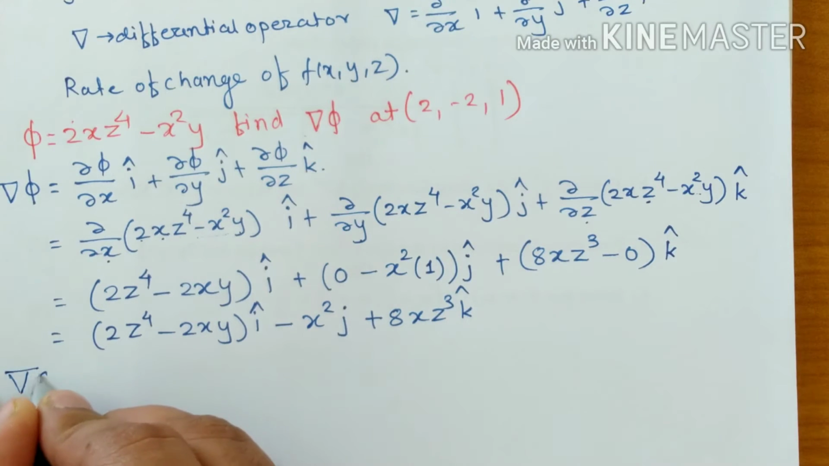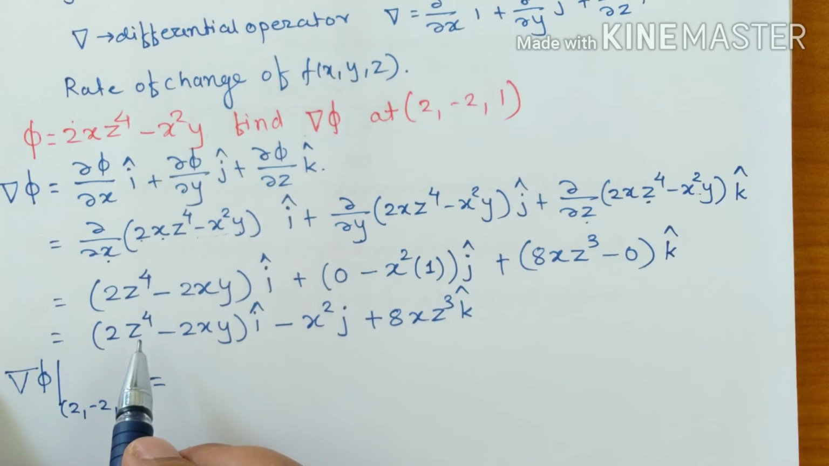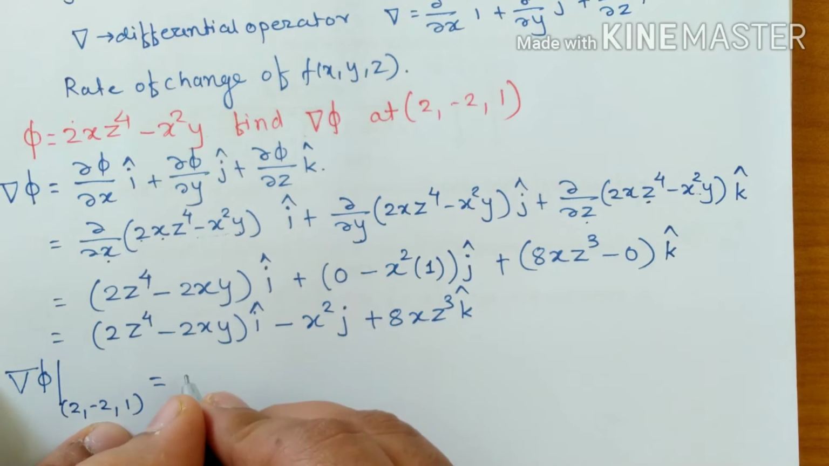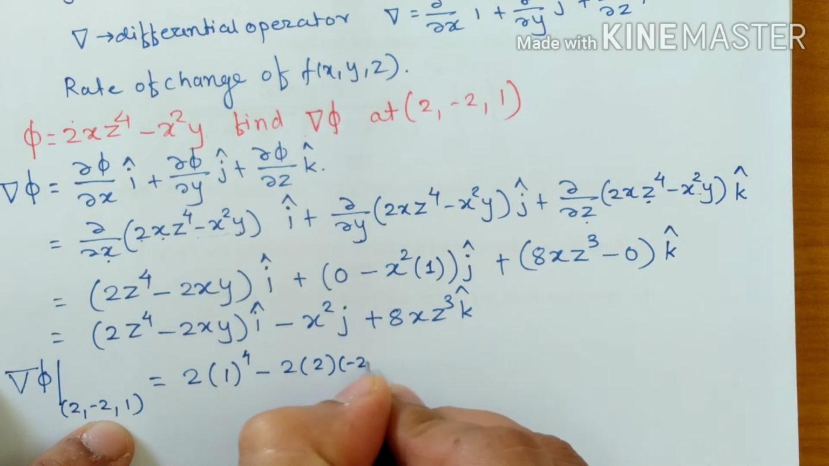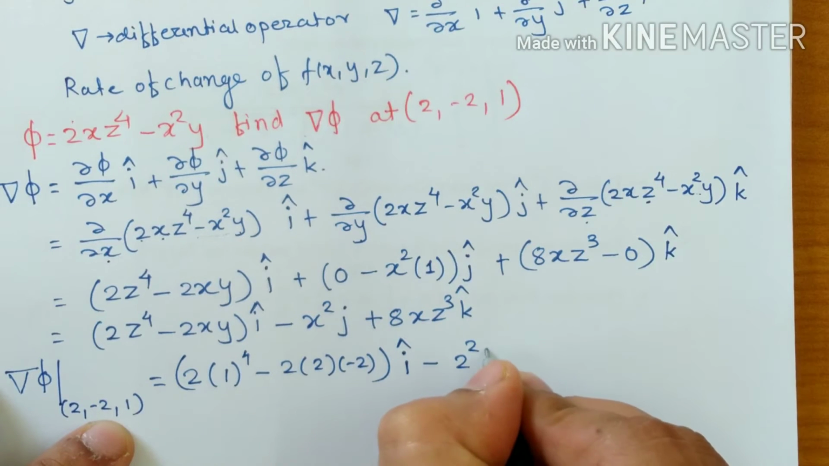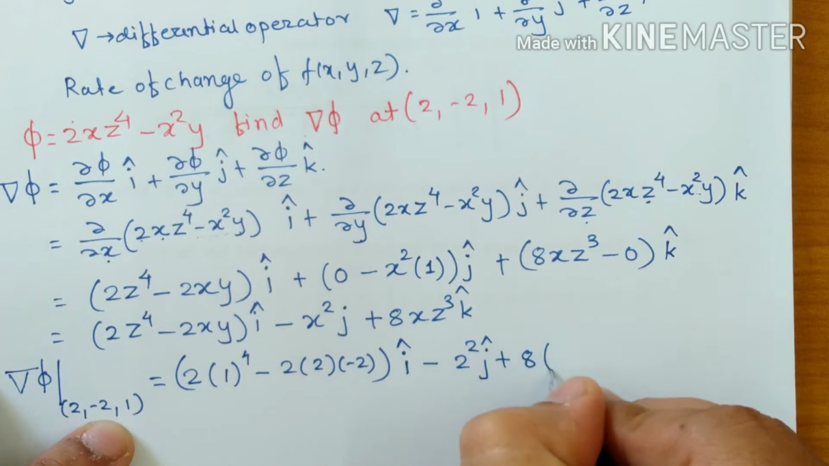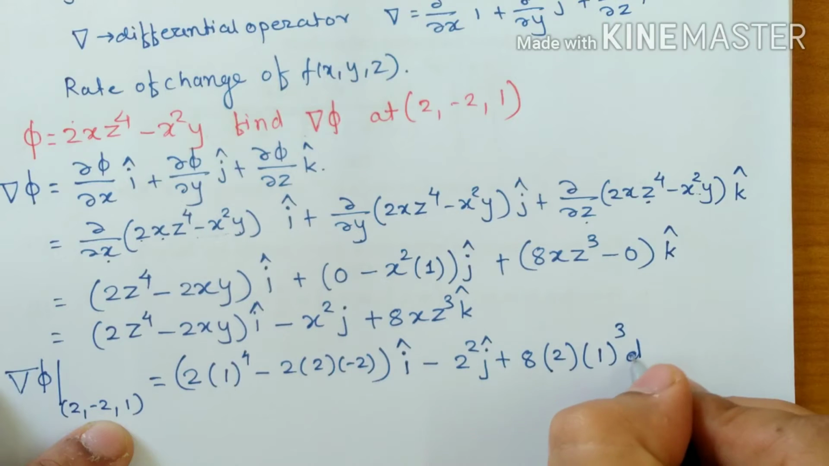Now we are going to calculate the gradient of phi at the point (2, -2, 1). It's very simple. Substitute x equal to 2, y equal to minus 2 and z equal to 1. So 2 into 1 raised to 4 minus 2 into 2 into minus 2 into i cap, minus 2 square into j cap, plus 8 into 2 into z cube, that is 1 cube, into k cap.